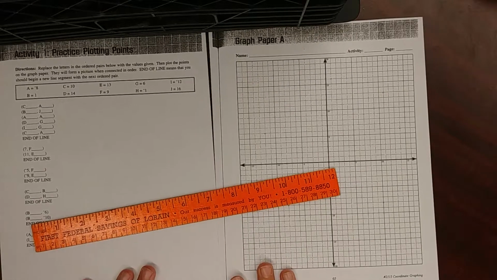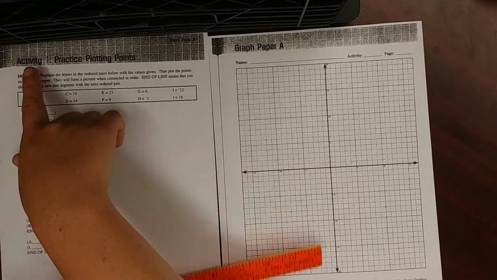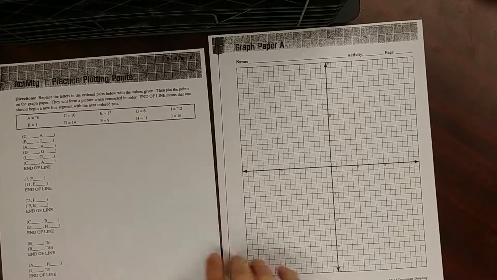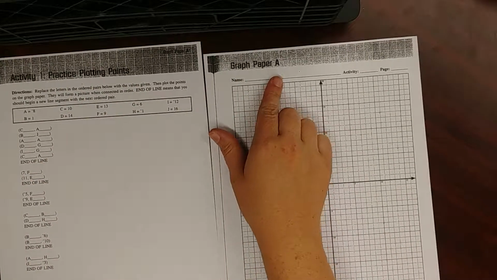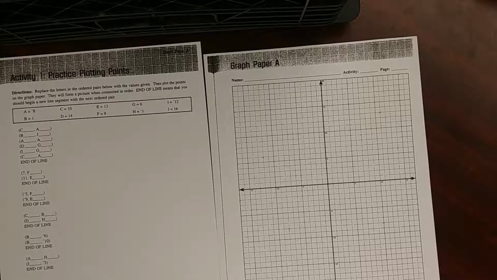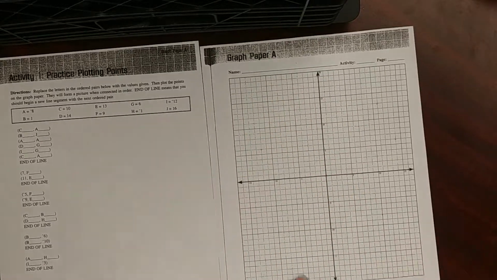Now that you have your ruler and you have your pencil, what you're going to do is you're going to make sure that you have one of each of these papers. You're going to have Activity 1, Practice Plotting Points, and Graph Paper A. If you have Graph Paper B, you will not be able to complete this activity. Just make absolutely sure it says A on top.